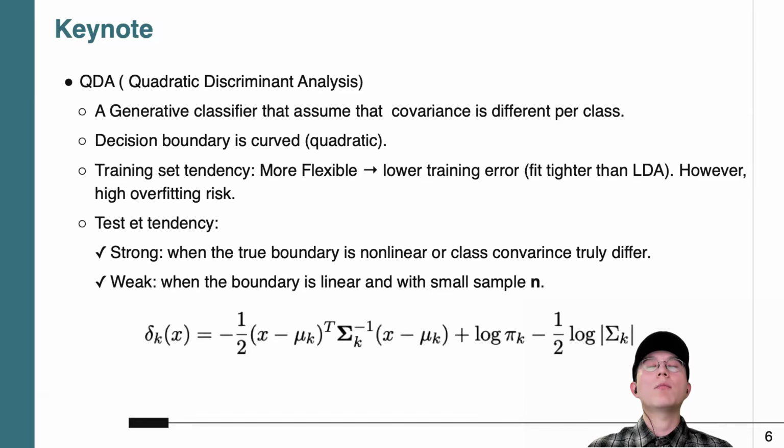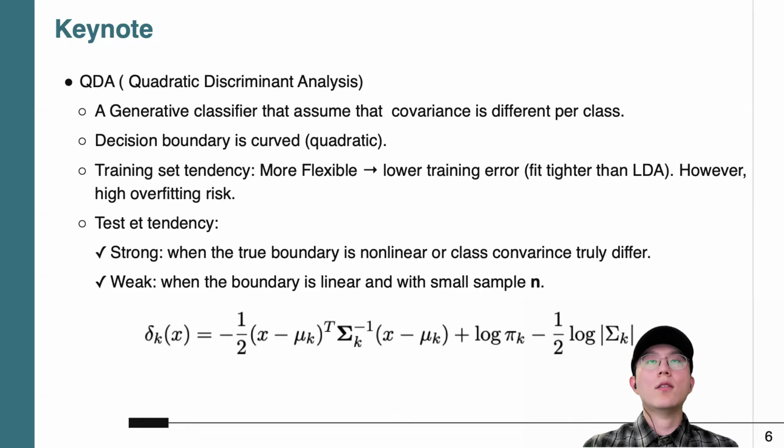Next page, key concept: QDA. QDA is also Gaussian, but it has class-specific covariance for each class. In other words, the covariance is different for each class. That builds a quadratic decision boundary, a curved decision boundary.